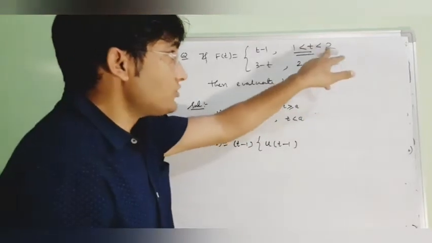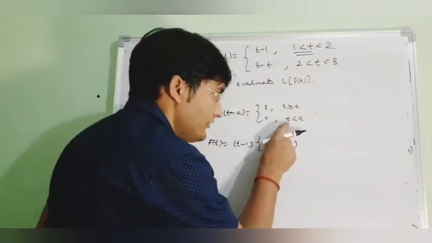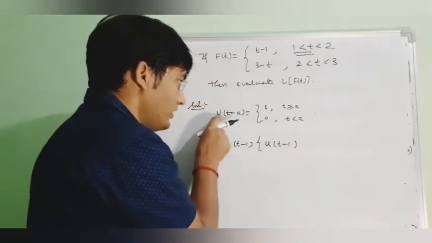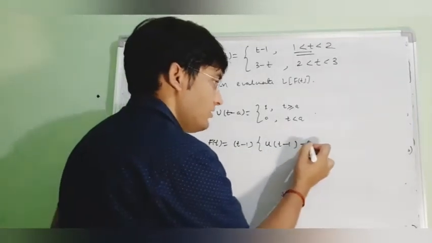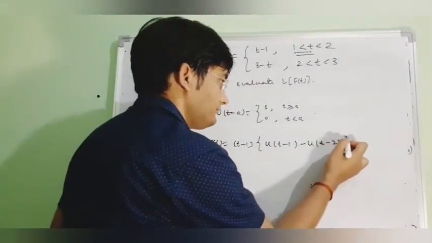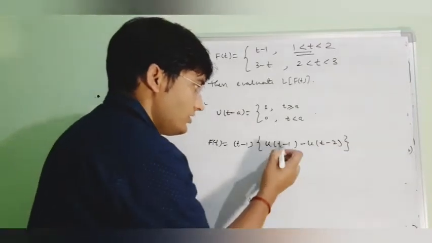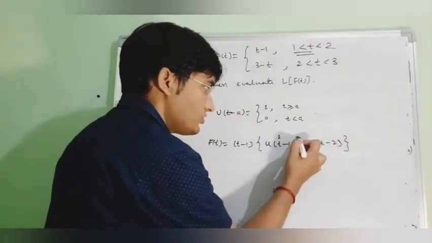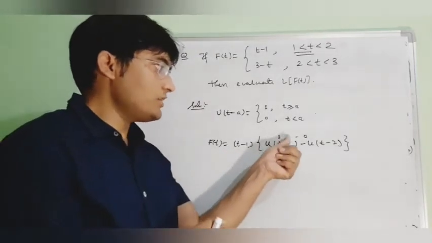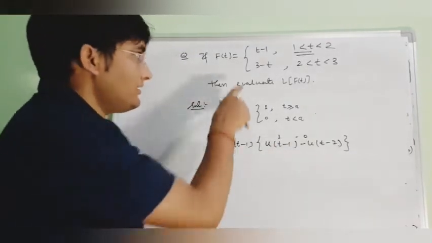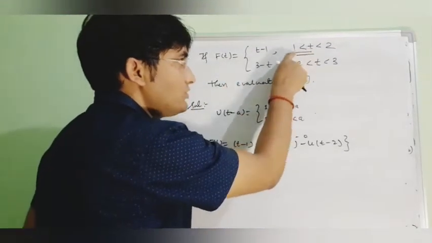Again, t is less than 2. Now if t is less than 2, then the value of u(t minus 2) is 0. So that means we can write this term as, this is your 1 and that is your 0. So what we have written is (t minus 1) into (1 minus 0), that means t minus 1, and the value of the function f(t) is t minus 1 whenever t lies between 1 and 2.